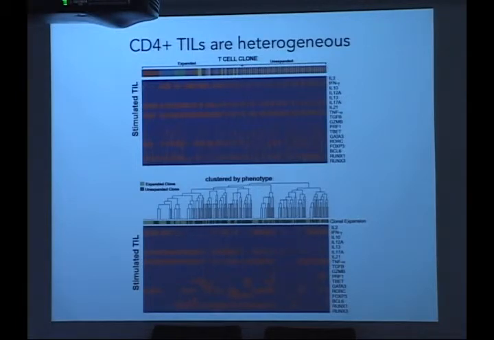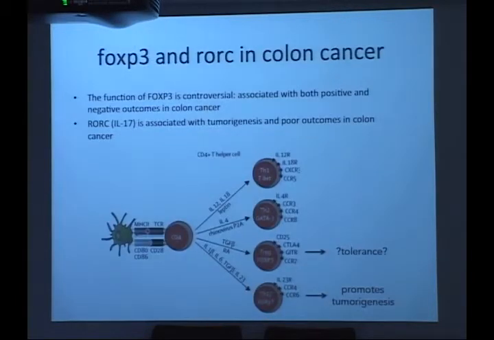So I showed you a lot of fancy figures, so what about biology then? Here's where I'll go into a little bit about specifics of what we can learn. We look more carefully at the role of FOXP3 and RORC, which is the gene that encodes ROR gamma T, in colon cancer for a few reasons. One, the function of FOXP3 is controversial. People have reported that FOXP3 can be a positive or a negative prognostic indicator in tumors. So this has been a source of confusion for a long time.